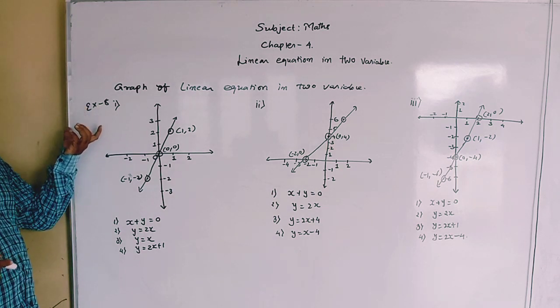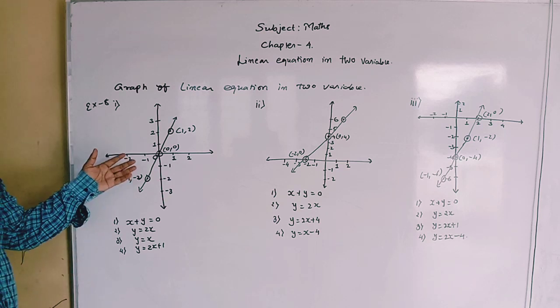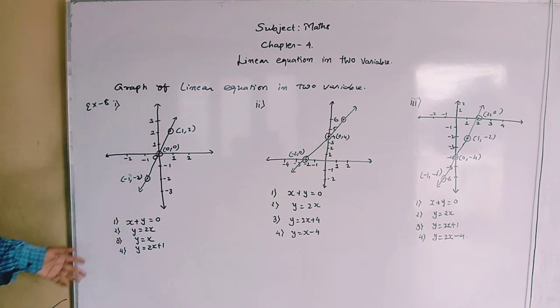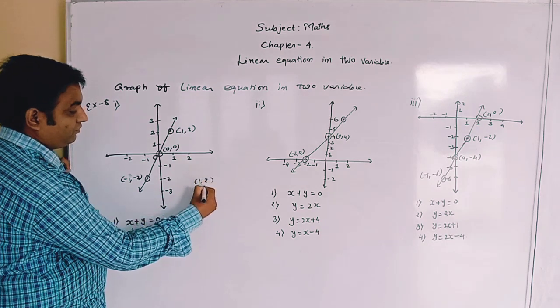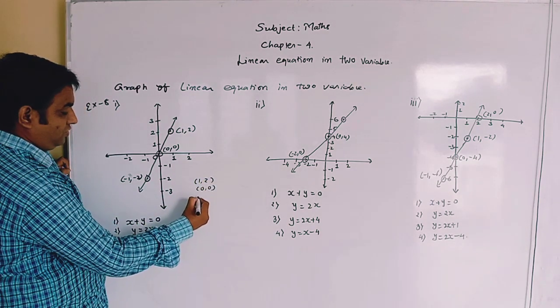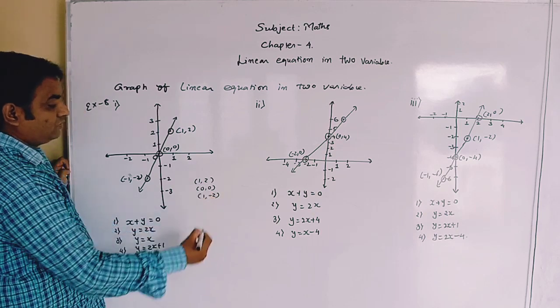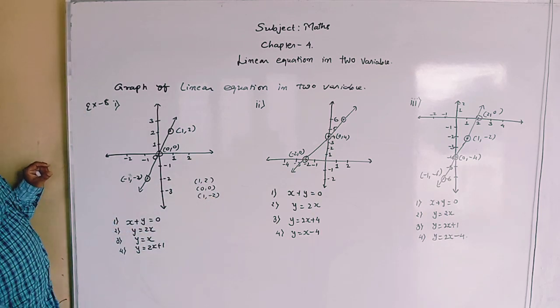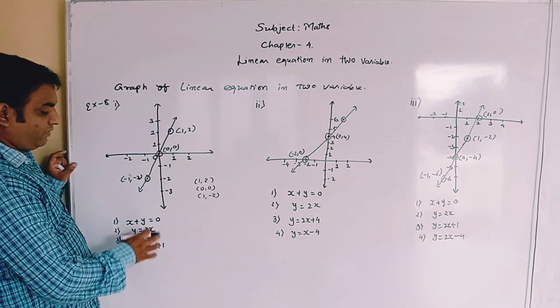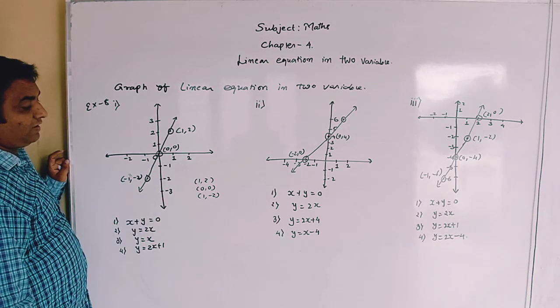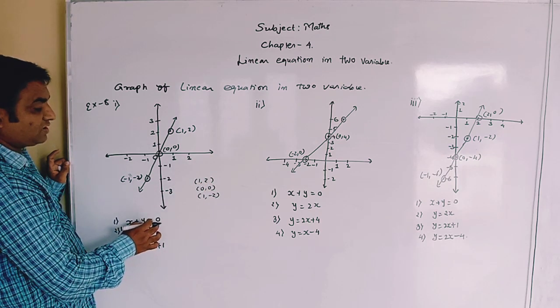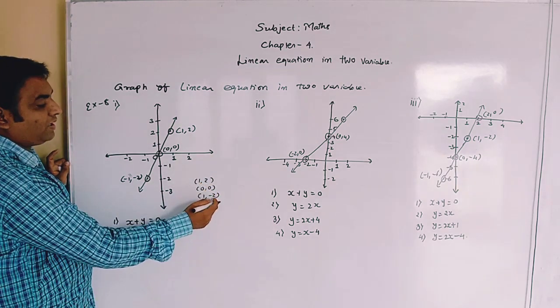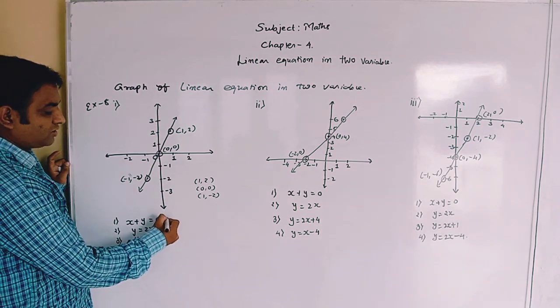Example 8: the graphs are given, and through the graph we have to identify the line equation from the given options. In the first graph we have 3 points: (1, 2), (0, 0) and (1, minus 2). Whichever equation is satisfied by all 3 points will be the solution. Here 1 plus 2 equals 3, which is not 0, so the first equation is not satisfied by (1, 2) and (1, minus 2), and the first option is wrong.